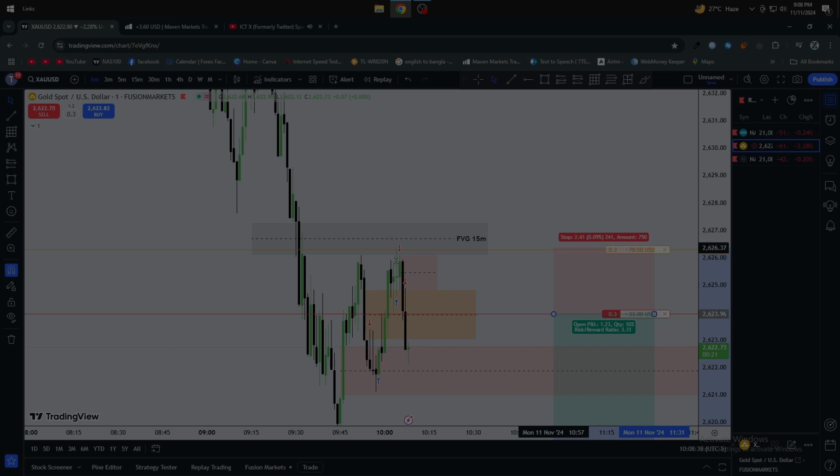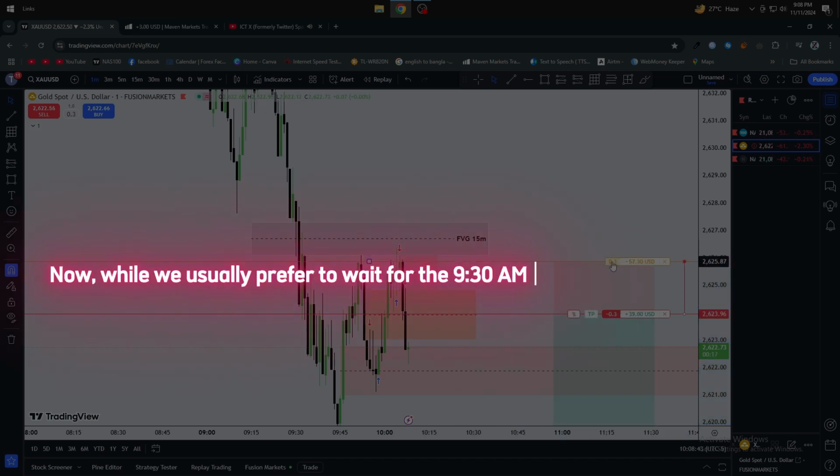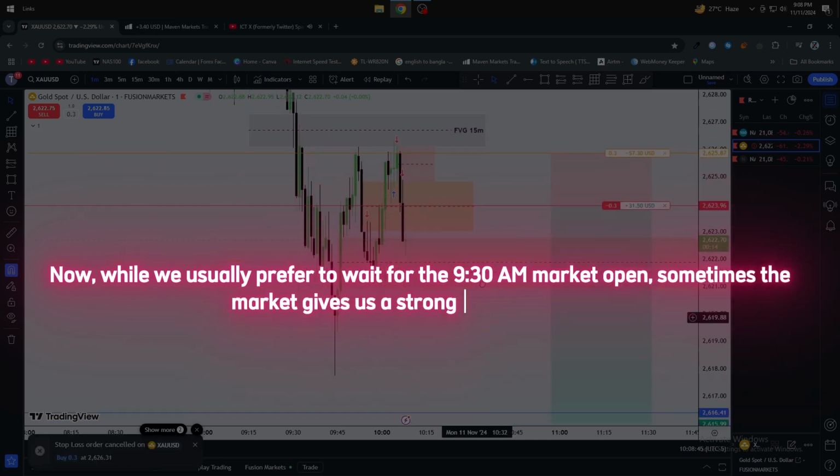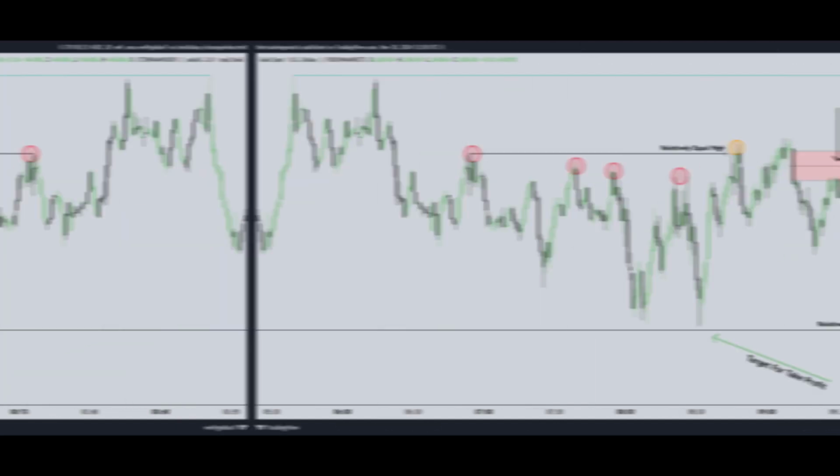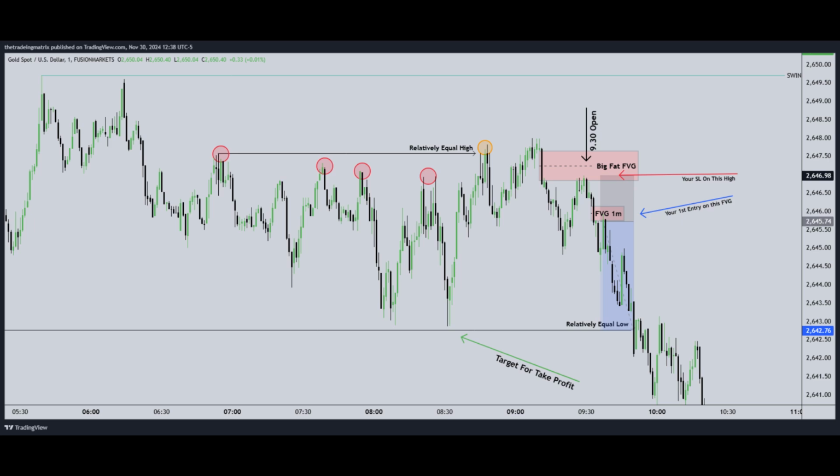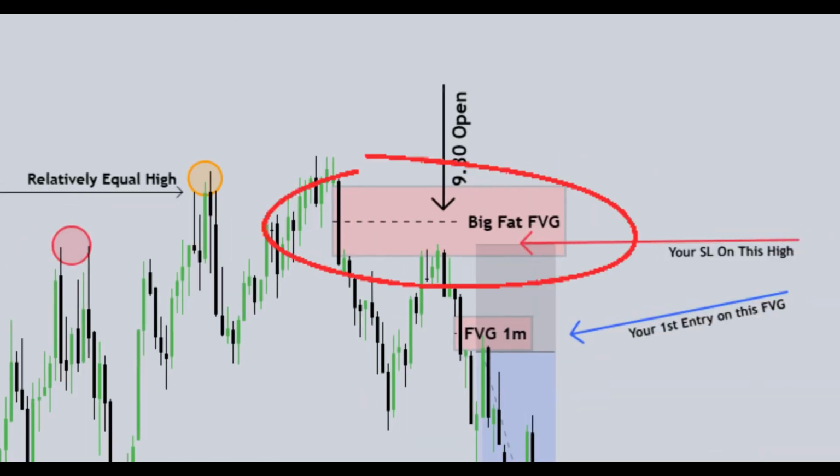Step 2. Early market reaction. Now, while we usually prefer to wait for the 9:30 a.m. market open, sometimes the market gives us a strong reaction earlier. For example, in this case, the market reacted strongly to a big fat FVG. Let me show you how to identify and leverage such opportunities.